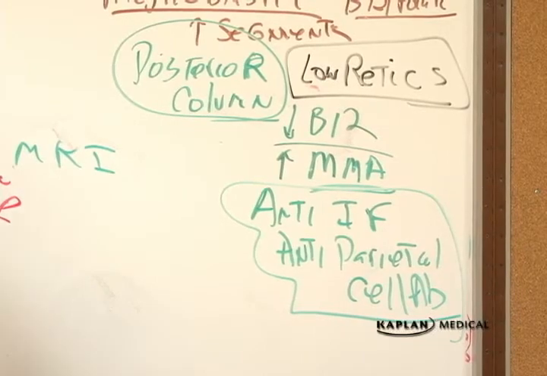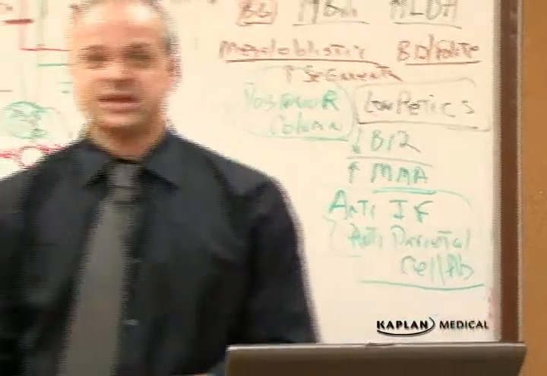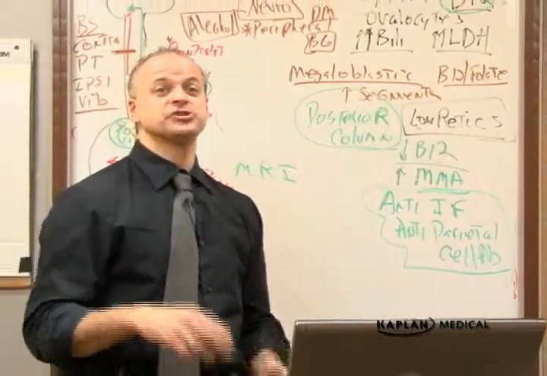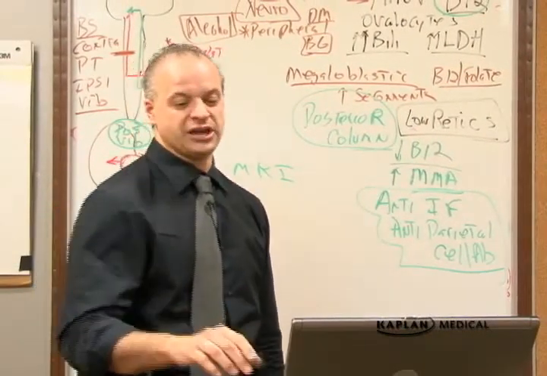Subacute combined degeneration of the cord. It may not be the most common neurological manifestation of B12 deficiency, but it's been considered the most characteristic because nothing else does that except syphilis.